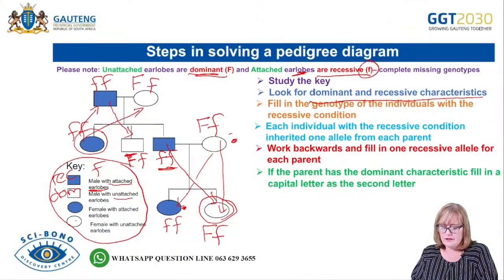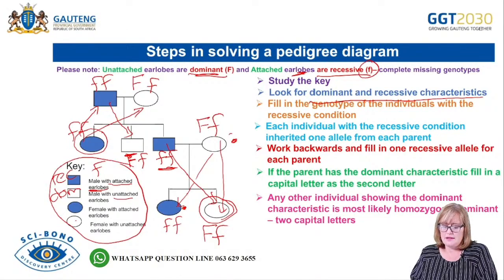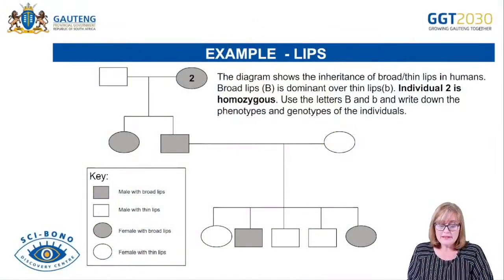All right, let's move on. I've already said that. Right, so that's a short way of looking at it. Let's look at the next example, and that is lips. Now, this pedigree is all about broad and thin lips.